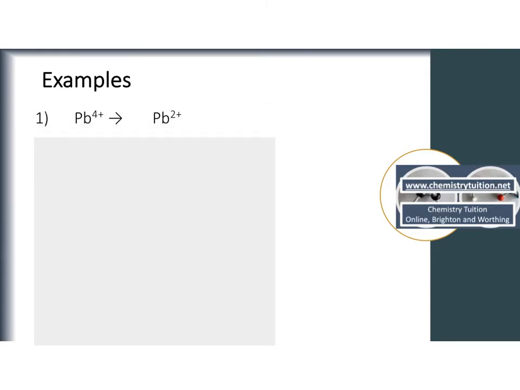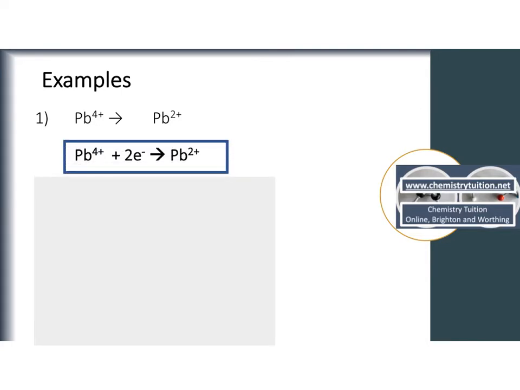The first one is Pb4+ becoming Pb2+. So my charge has gone down and therefore my lead must have gained two electrons to become Pb2+. And that's my half equation.